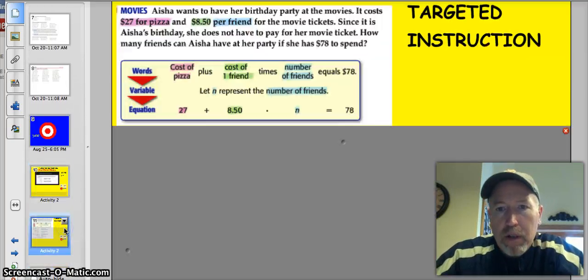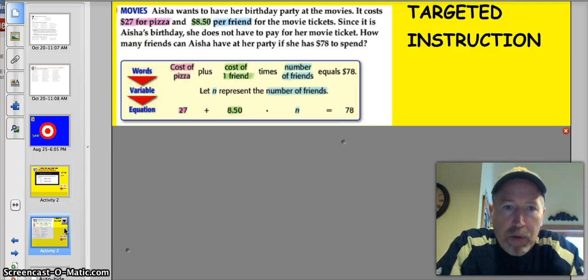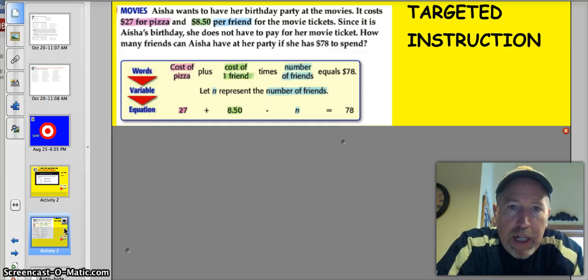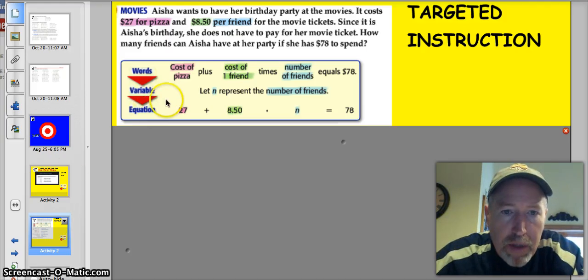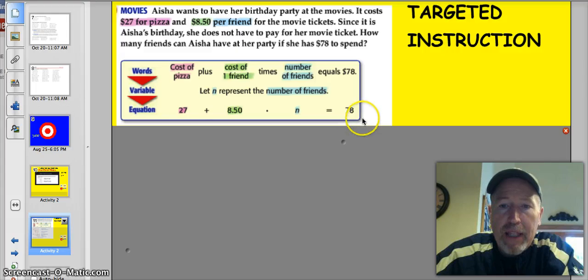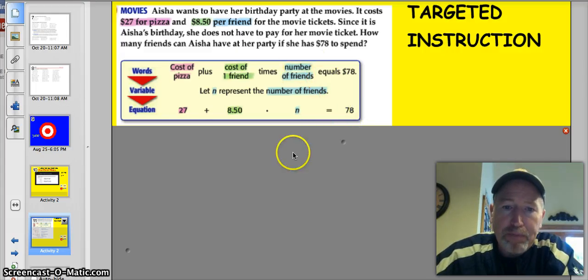All right, now let's look at a real life example. Aisha wants to have her birthday party at the movies. It costs $27 for pizza and $8.50 per friend for the movie tickets. Since it's Aisha's birthday, she does not have to pay for her movie ticket. How many friends can Aisha have at her party if she has $78 to spend? Well, the cost of the pizza is going to be the same. Then we have plus $8.50, that's the cost for one friend, times n number of friends, because we're not sure how many she can invite, and that has to equal 78, because that's what she has to spend.